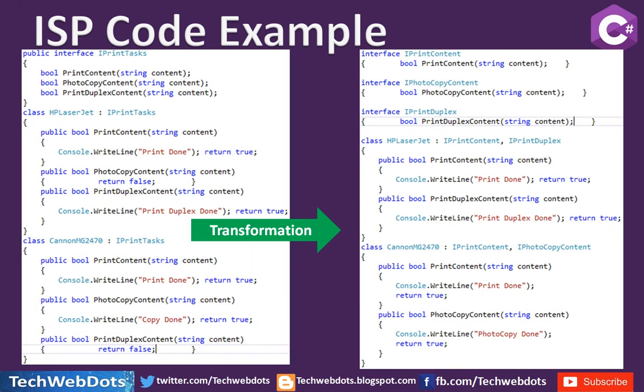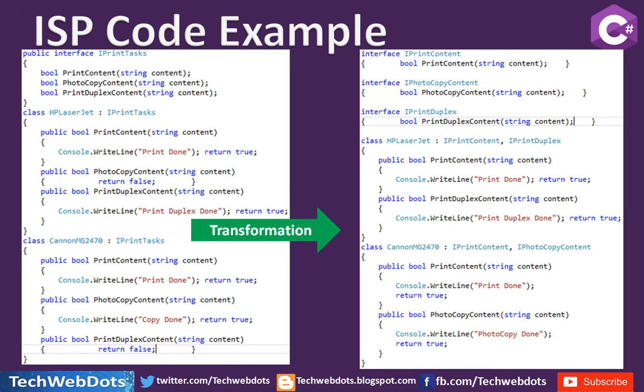So let's have a look at a practical example. On the left-hand side, you can see there is an IPrintTask interface, and it contains three methods: print content, print copy, and print duplex, okay. Let's suppose we have an HP printer that has the features of print content and print duplex only, and it cannot perform print copy. So if we apply that IPrintTask interface, then we are forced to give an implementation of photocopy content as well, and we should return false because it cannot perform that task. It doesn't have that functionality, okay.